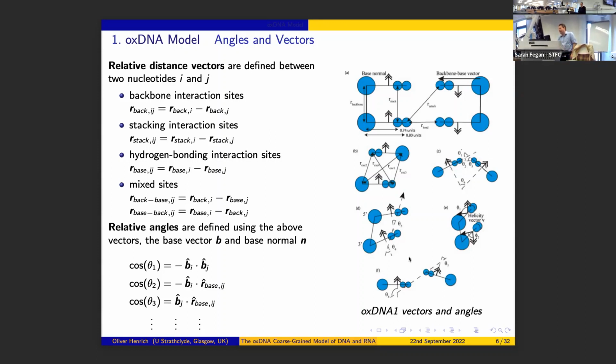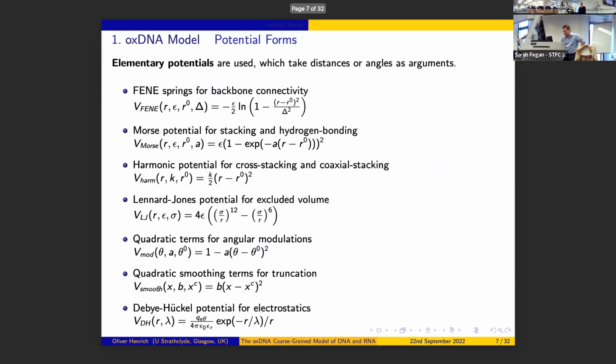For simplicity, this is all the oxDNA 1 model where everything is collinear. That just makes it a little bit clearer. And so this is how you introduce spatial and orientational dependencies in functions and so on. And then comes where you actually use these things.